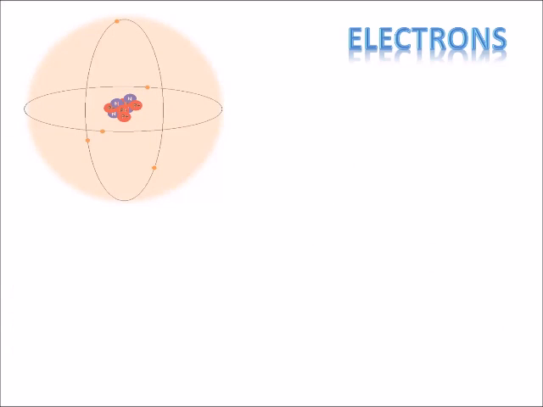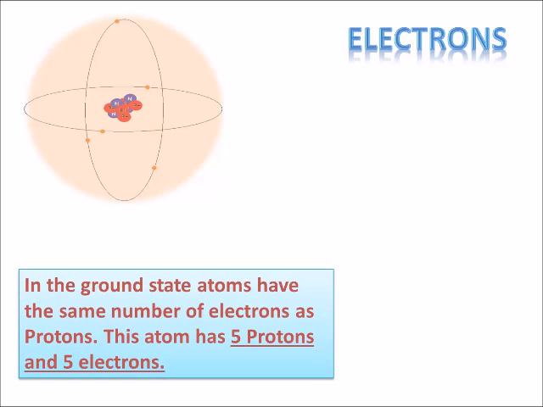Here's our atom again. You see the nucleus with the protons and neutrons. You see the electrons orbiting that nucleus, and you see the electron cloud. In the ground state, that means the lowest energy configuration for this atom, atoms will have the same number of electrons as protons. 5 protons, 5 electrons.